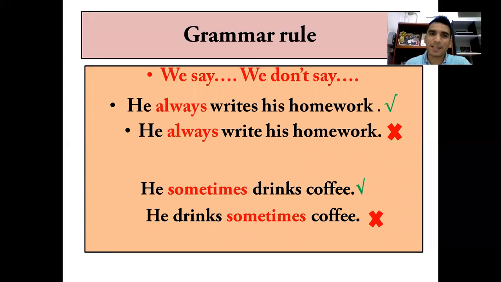And here, please look at this grammar again. We say, or we don't say, he always writes his homework. He is third person, so we add s at the end of the verb: writes his homework. Don't say he always write his homework, because he is the third person. You have to add s for third person. Yes, he always writes his homework.